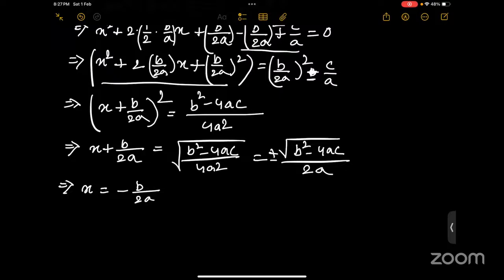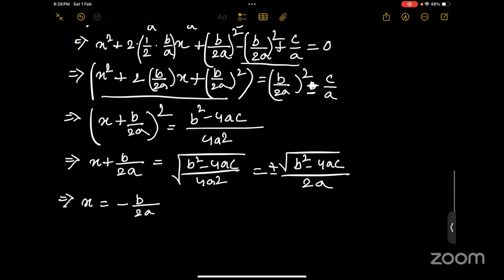Ma'am, I did not understand one step. Which step didn't you get? This b proof, upon 2a square and b square minus 4 upon 4 square, how does it come? Repeat once again. b square minus 4ac upon 4a square. How does it come? You just adjust this, no?